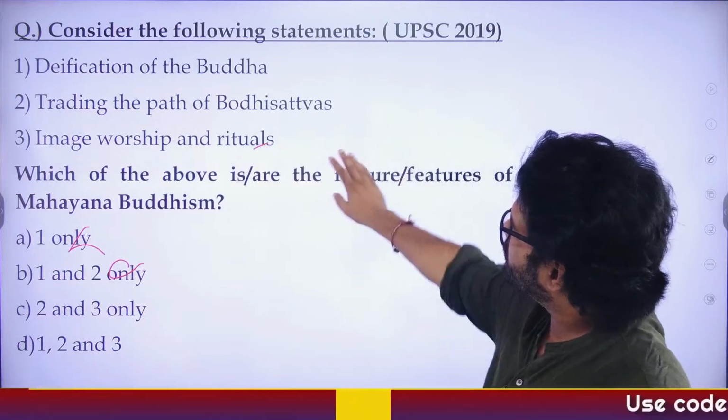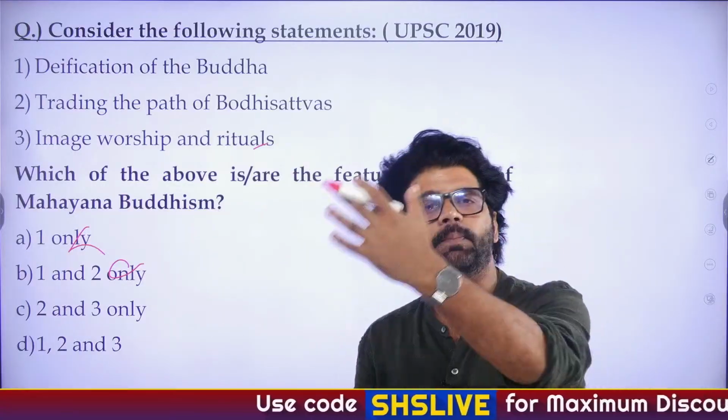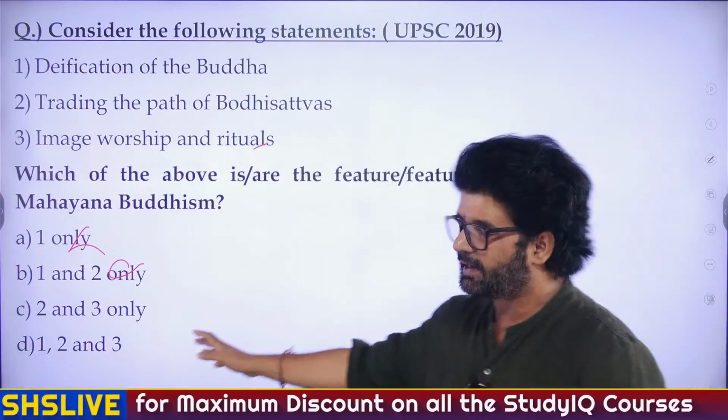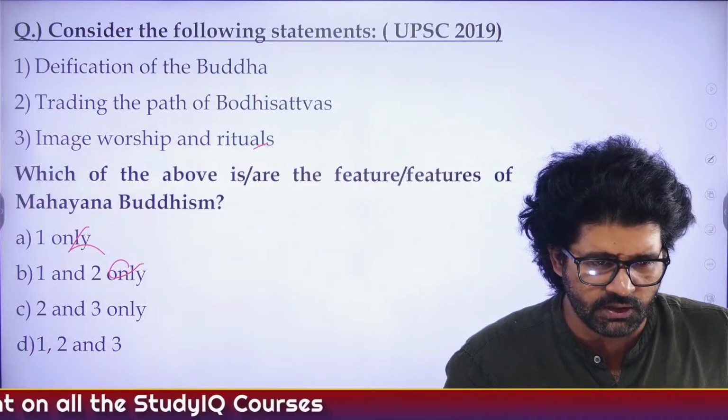So, treading the path of Bodhisattva. Bodhisattva is a feature of Mahayana Buddhism, and these Bodhisattvas, they will help others attain Nirvana first before attaining their own Nirvana. So, all the options are correct. The answer is D, 1, 2, and 3. Cool. National Mission on Manuscript Heritage.